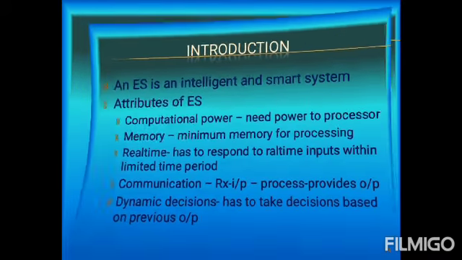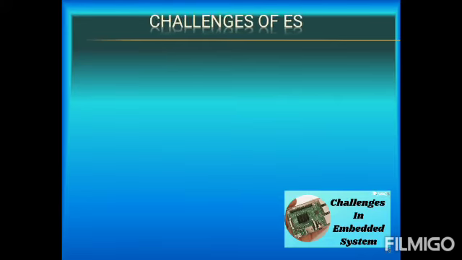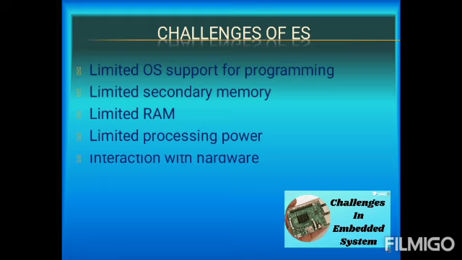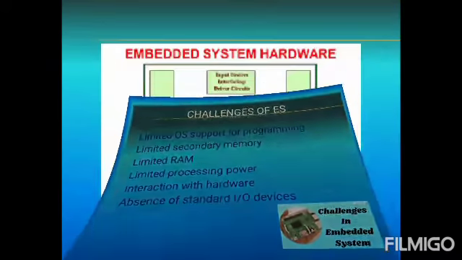Next we are going to discuss the challenges in an embedded system. What are all the challenges we are facing? We have already discussed them in the attributes: limited secondary memory, the size of memory should be very small, limited processing power, and interaction with hardware that needs more power, as well as we cannot utilize a large number of hardware components when designing an embedded system. Then the absence of standard I/O devices. If you are using a washing machine, there is no keyboard as you have in a PC. So there is an absence of standard I/O devices. These are all the challenges we are facing with embedded systems.